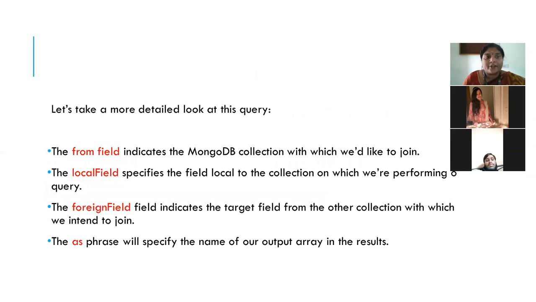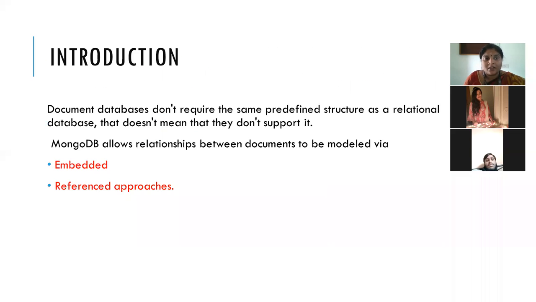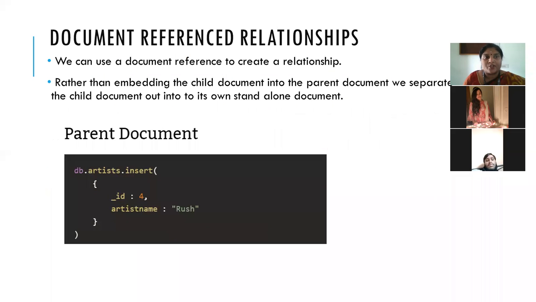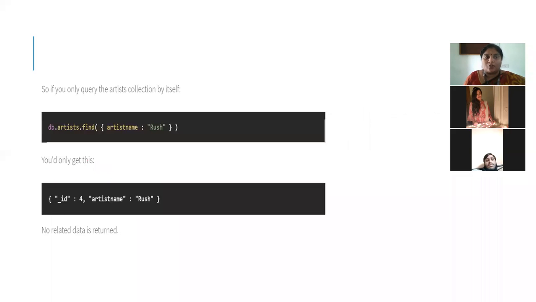So in order to relate your parent document and child document, you have to go through any one of these methods. One is through embedded document, where your parent and child documents are inserted in a single shot. Otherwise, through the referenced one, where you will be separating your parent document separately and your child document separately, and querying can be done with the help of lookup function and match function, and you can use this aggregate method to combine your parent document and the child document. And simply if you query like this, there is no relationship between the parent and child, so you will not get the required result which is needed for your query.